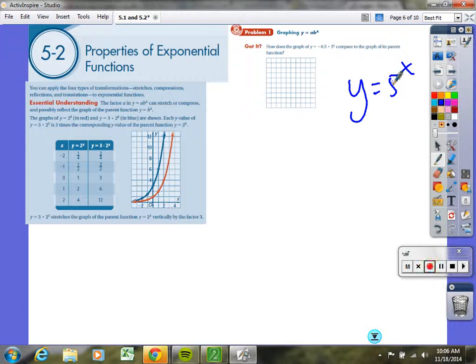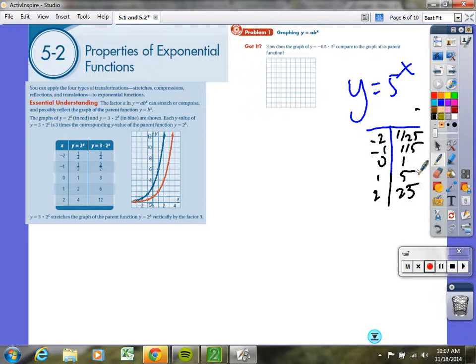We did a quick chart. I know you guys love me and my chart. Is that inside or outside my function? That's just part of my basic function. So first off, I have x values, and when I plug those in, I get 1/25, 1/5, 1, 5, and 25.